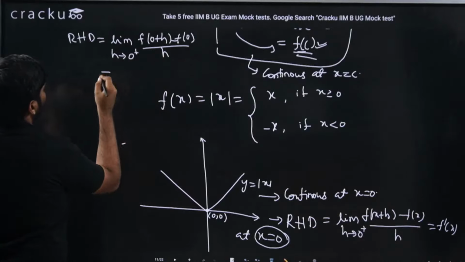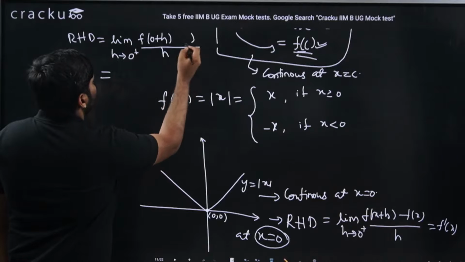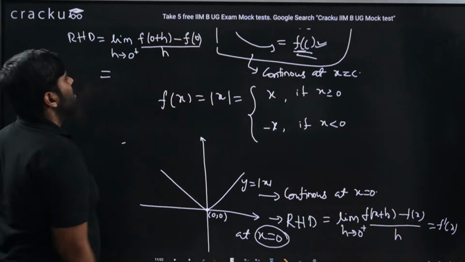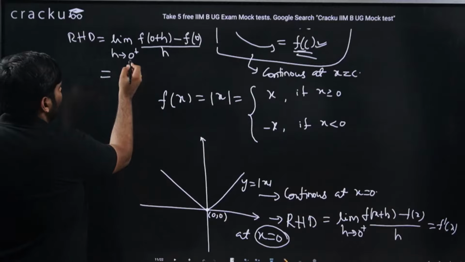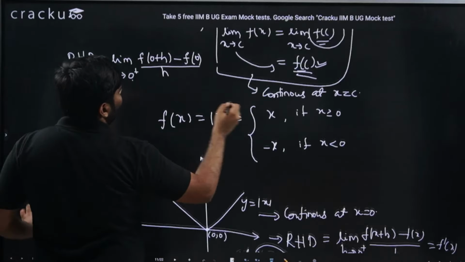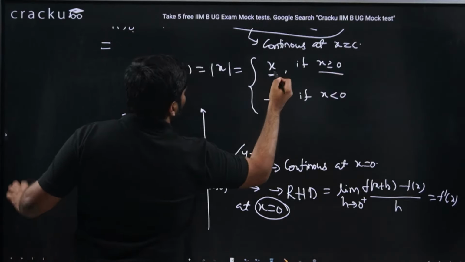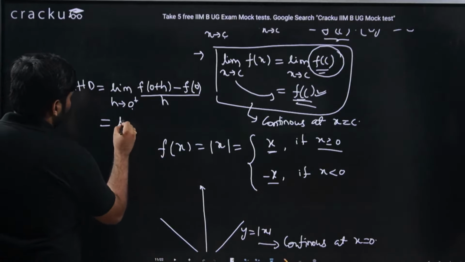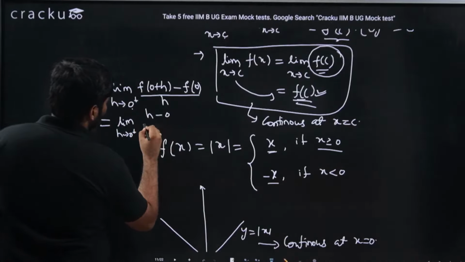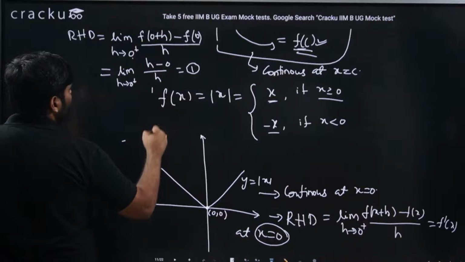So, what is f of 0 plus h? It is f of h. Here h is positive, so 0 plus h is positive. If h is positive, f of h should be what? As per the definition, if h is positive, f of h should be the modulus function, h. So limit h tending to 0 plus, here you will get h, f of 0 is 0, by h. H by h is coming out to be 1.